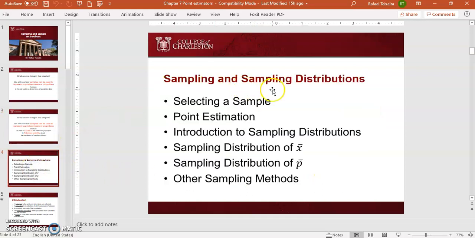Okay, these are some of the concepts we're going to discuss, like selecting a sample, what a point estimation is. Let's discuss sampling distributions, sampling distribution of the sample mean, sampling distribution of sample proportion, and other sampling methods.